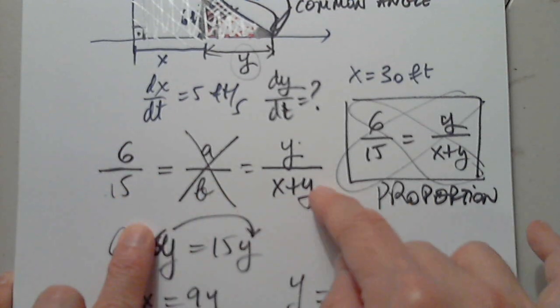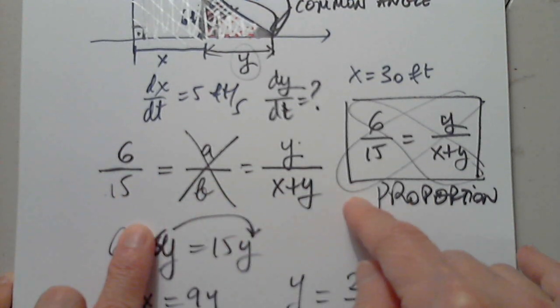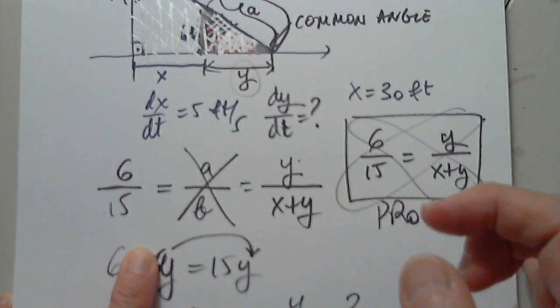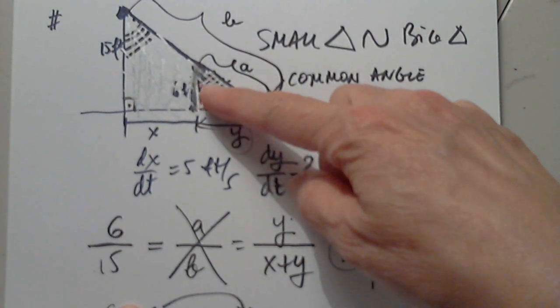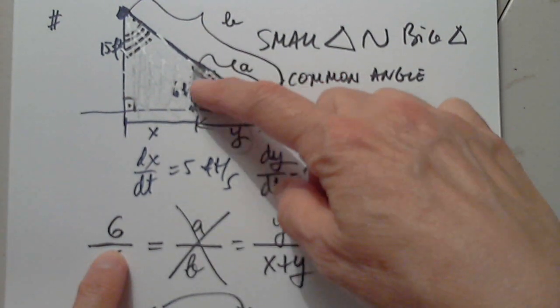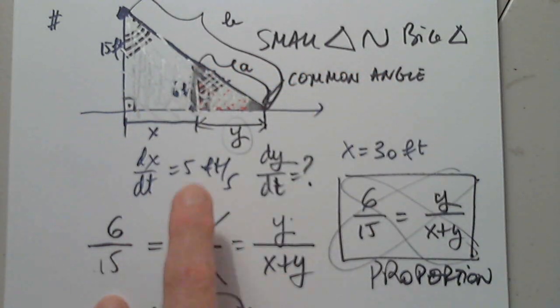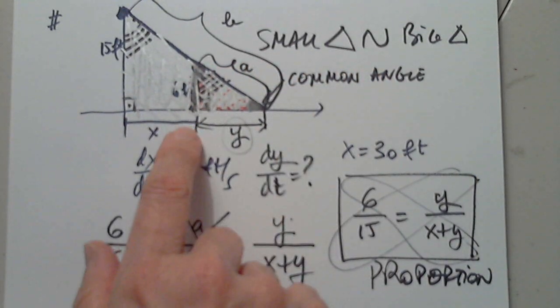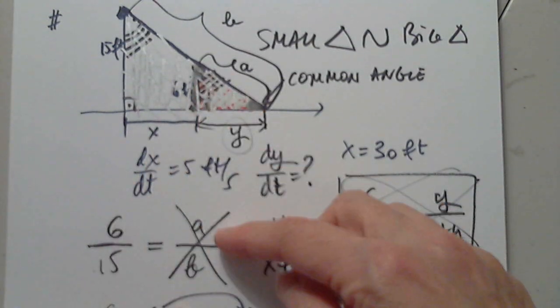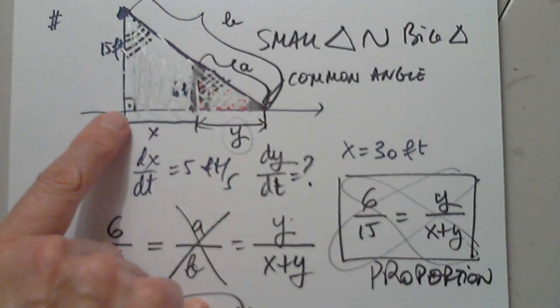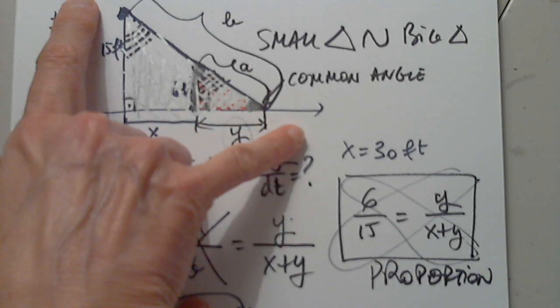But this is not random. It's a specific order. I start with the common angle. The opposite side is 6 in the small triangle. The opposite side in the big triangle is 15. Back in the small triangle, the opposite of the 90-degree angle is A. The opposite of the 90-degree angle in the big one is B.